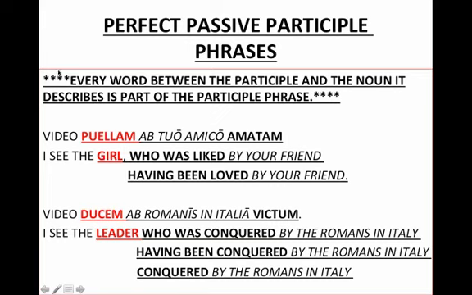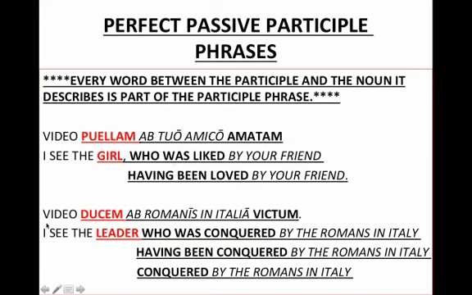So now let's look at some more complex perfect passive participle phrases. The trick with these is to remember that every word between the participle and the noun it describes is part of the participle phrase. So for example, I see the girl. The word that describes it is amatam. So all this stuff, this a tuo amico, all explains puellam amatam and is part of this clause. So here, I see the girl having been liked by your friend, who was liked by your friend, or just liked or loved by your friend.